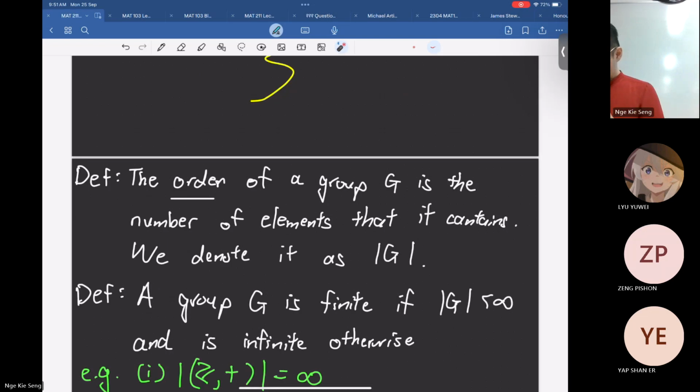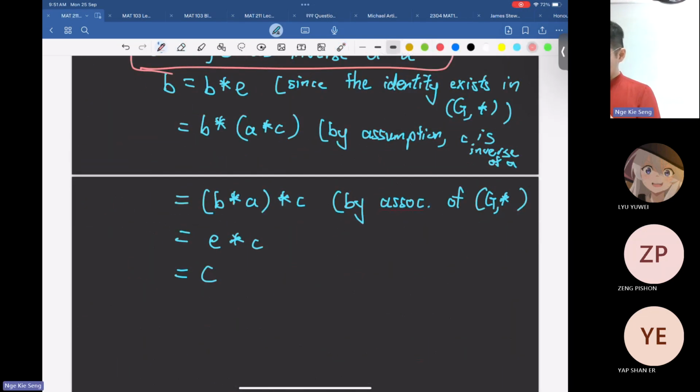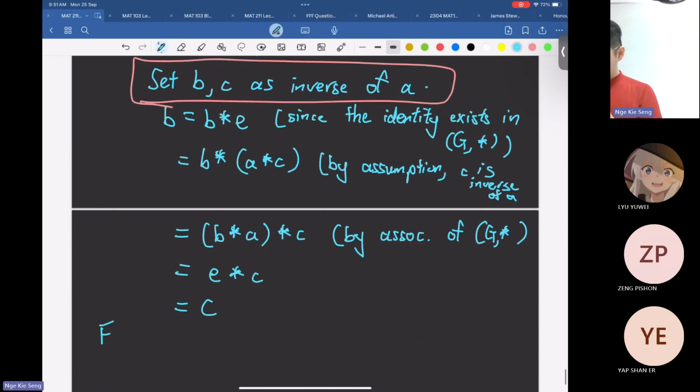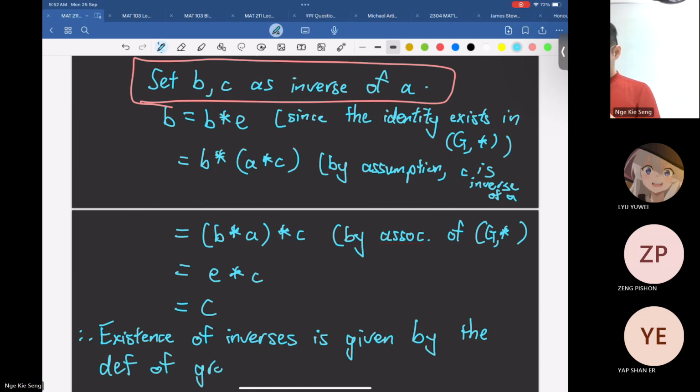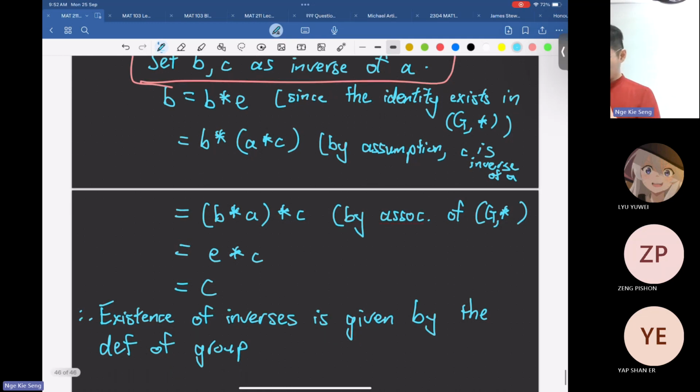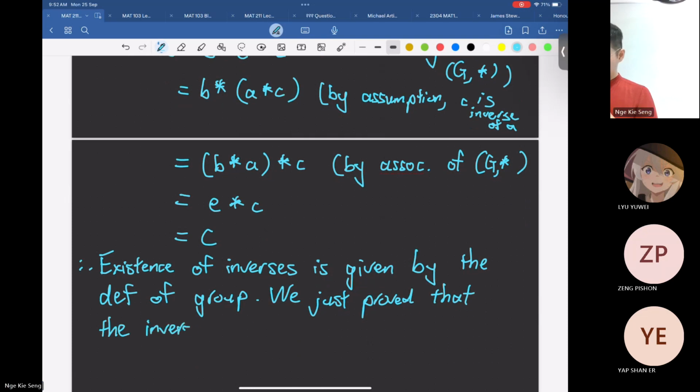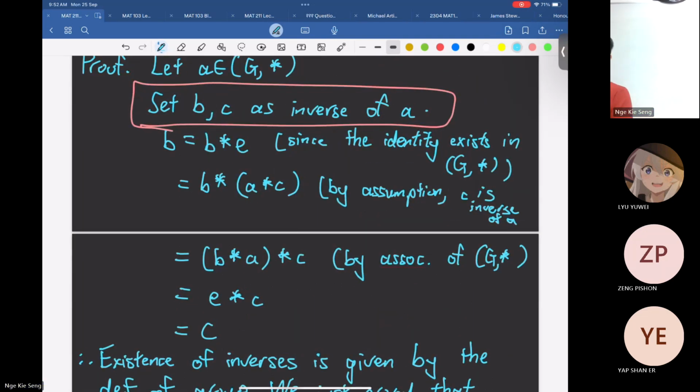Okay, so existence. Existence of inverses is given by the definition of group. That is given by the definition of group, and then we just prove that the inverse element is unique. Okay. So existence, uniqueness.